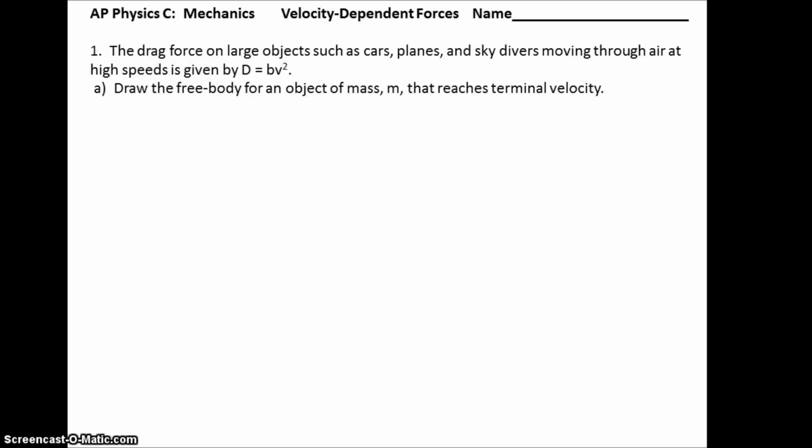Number one, the drag force on large objects such as cars, planes, and skydivers moving through air at high speeds is given by D equals bv squared. Now, this force usually opposes motion, so sometimes you'll see a negative bv squared. Draw the free body diagram for an object of mass m that reaches terminal velocity.